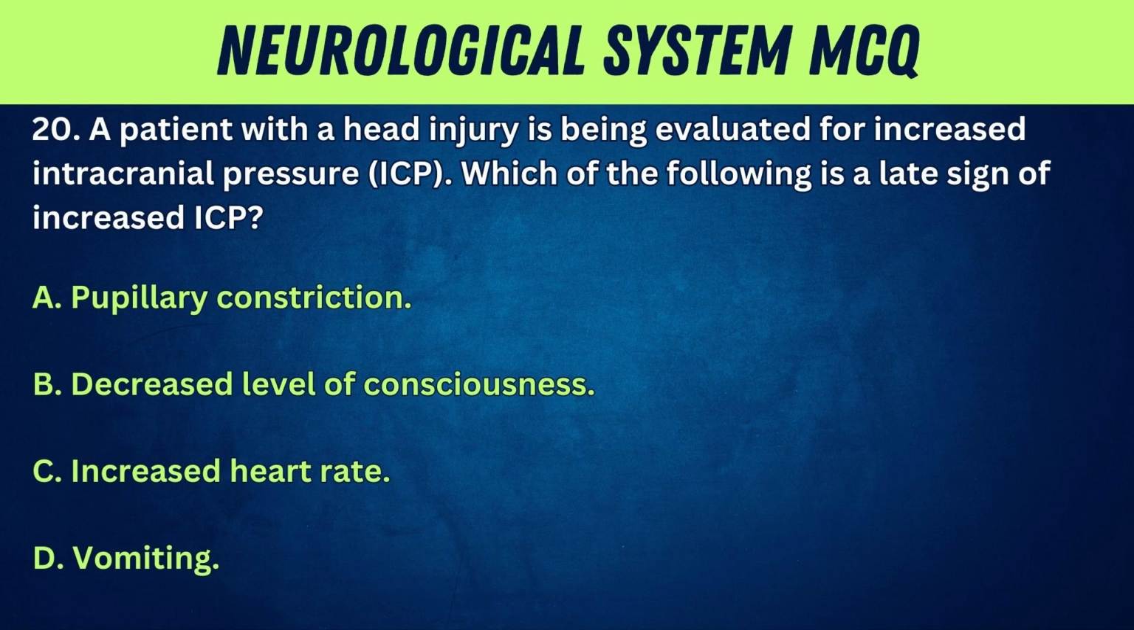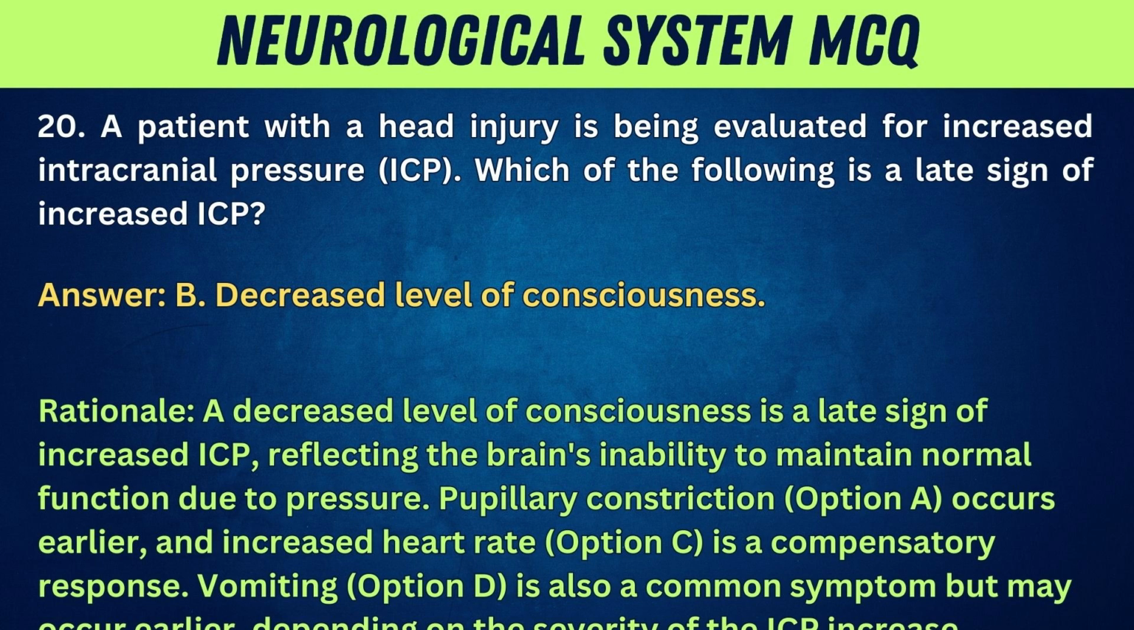20. A patient with a head injury is being evaluated for increased intracranial pressure, ICP. Which of the following is a late sign of increased ICP? A. Pupillary constriction. B. Decreased level of consciousness. C. Increased heart rate. D. Vomiting. Answer. B. Decreased level of consciousness.